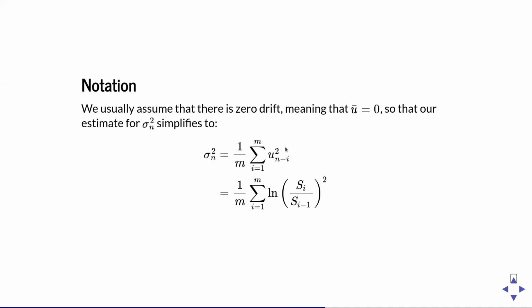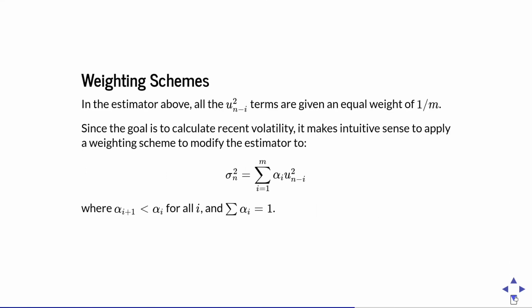If you look at this estimator, we're giving all of the historical log returns equal weight. It may make more sense to give more recent log returns more weight. And so we could apply some kind of weighting scheme where we now have these alphas that aren't just 1 over m, but rather decrease through time and all sum to 1. You could apply a variety of weighting schemes.